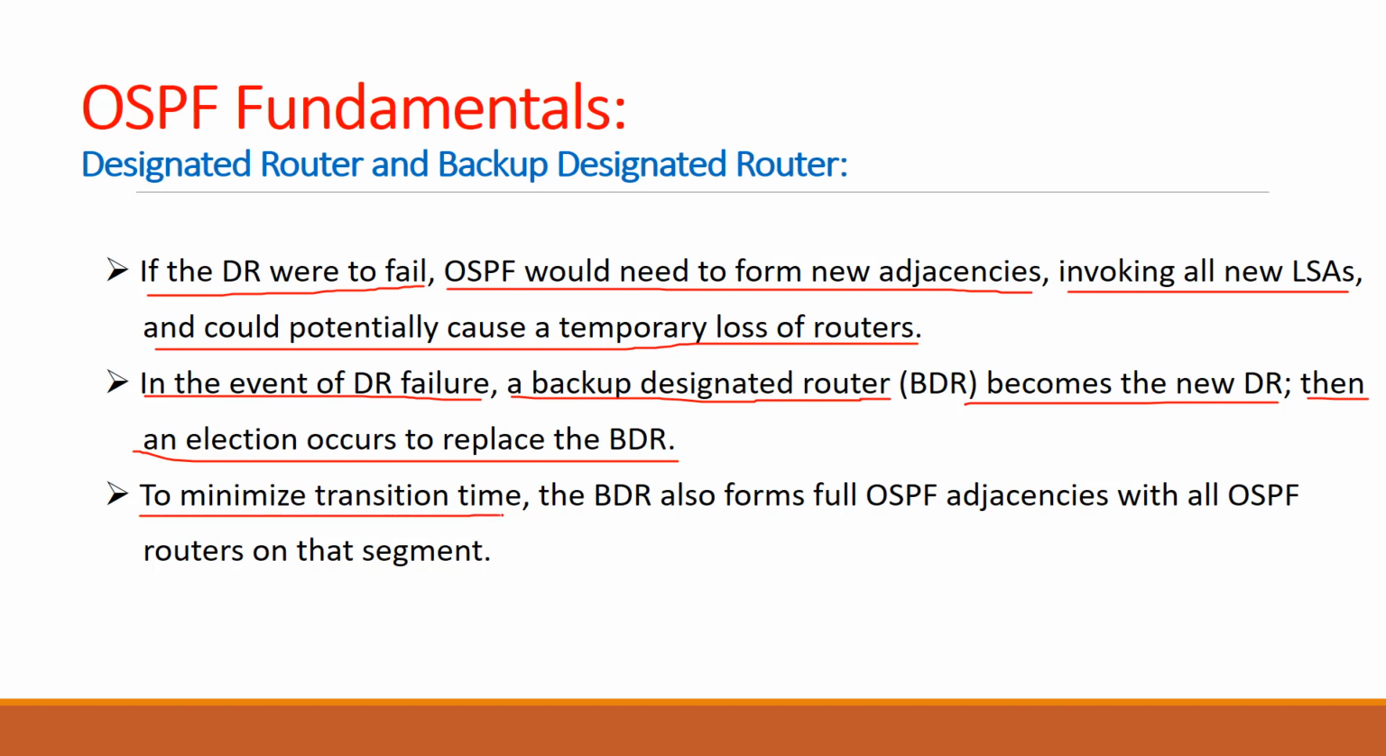To minimize the transition time, the BDR also forms full OSPF adjacencies with all OSPF routers on that segment. Why? To minimize the transition time from the BDR to a new DR. When a router becomes a backup designated router, it forms full OSPF adjacencies with all OSPF routers on that segment. And in case the DR fails, the BDR immediately becomes the DR and keeps the full OSPF adjacencies with all OSPF routers on that segment.